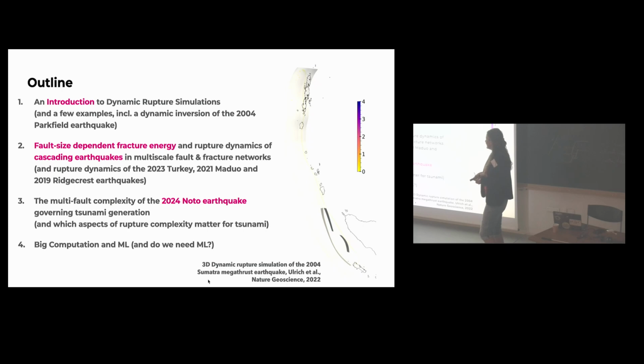fracture networks. And while I'm going through this, I will also show some recent rupture dynamic simulations of the Turkey, Maduo, and Ridgecrest earthquake sequences. In the third part, I talk about the 2024 Noto earthquake that Kato-san was introducing to us on the first day of the workshop, and how multi-fault complexity is governing tsunami generation, and which aspects of rupture complexity actually matter if we are maybe only interested in better understanding the generation of tsunami.